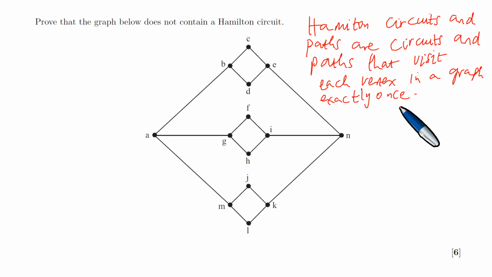So note that. We continue. Prove that the graph below does not contain a Hamilton circuit. Let's prove this. How do we even prove this? Too easy to prove. Right, here's the solution to the question.